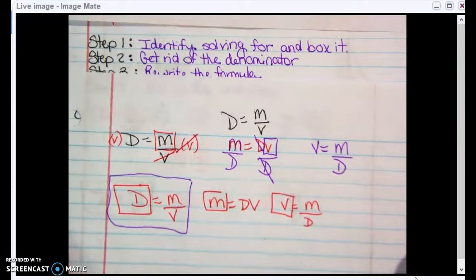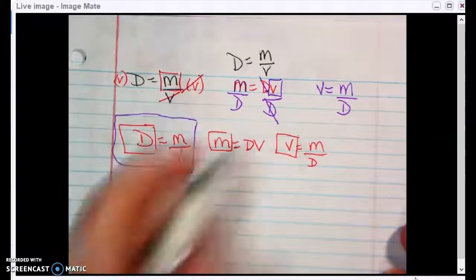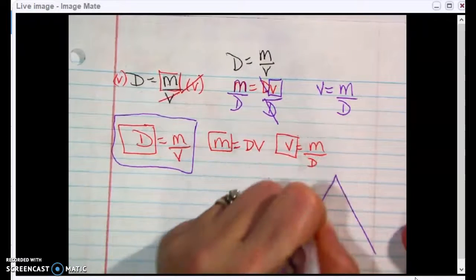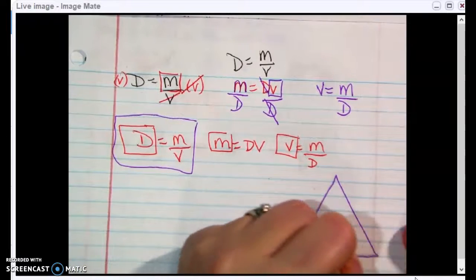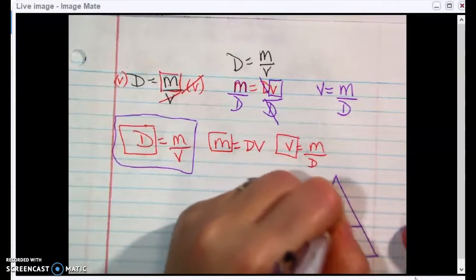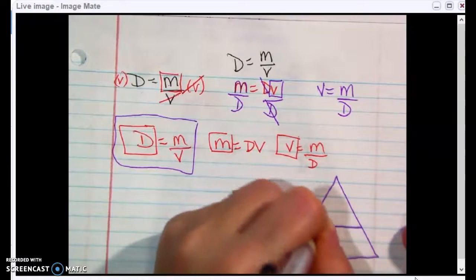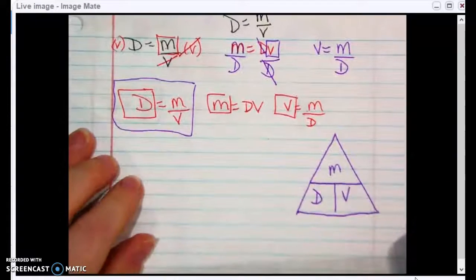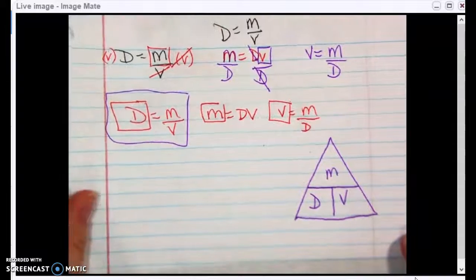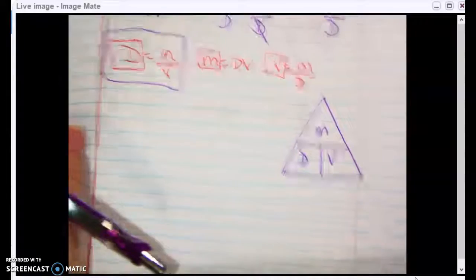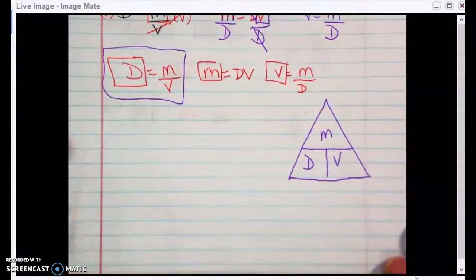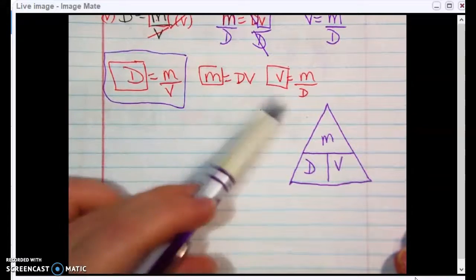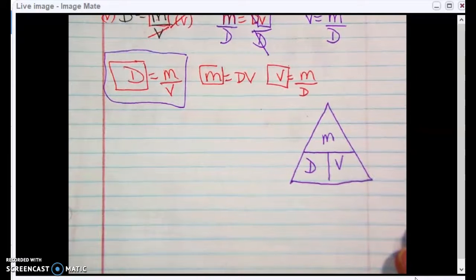Okay, now the triangle version. Now the triangle is a shortcut way. Some people like it and some don't. It is really up to you if you want to use it or not. Okay, this is what it looks like. You have to memorize it if you're going to use it. Of course, it's just one triangle instead of memorizing three formulas, but it's up to you.